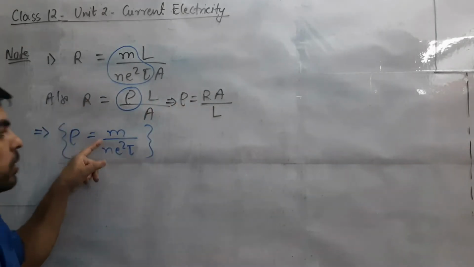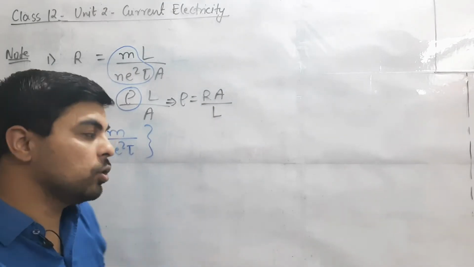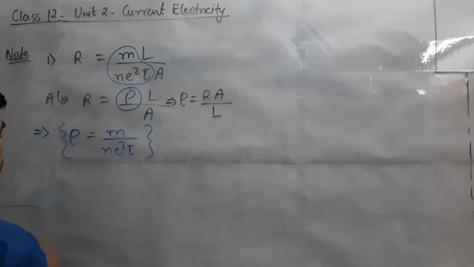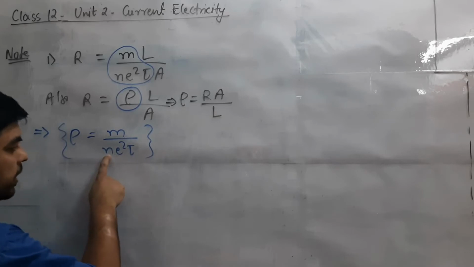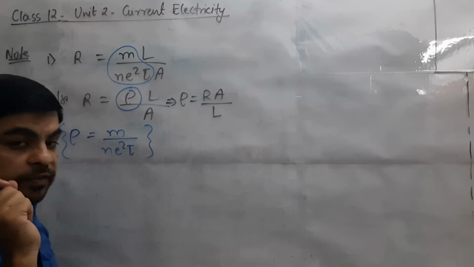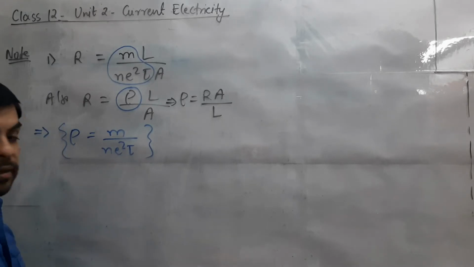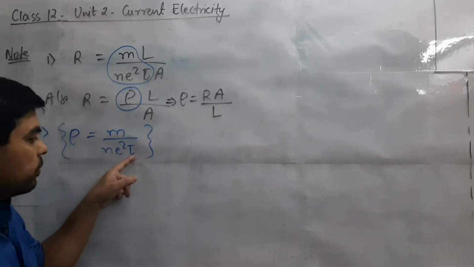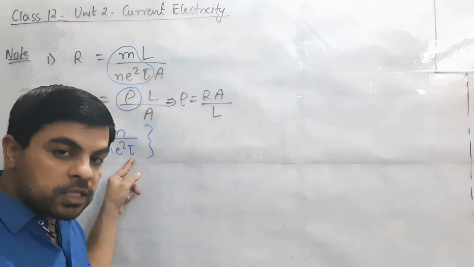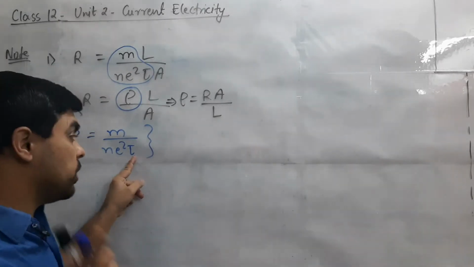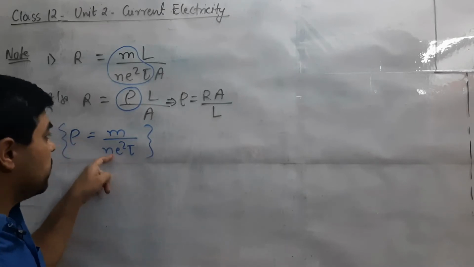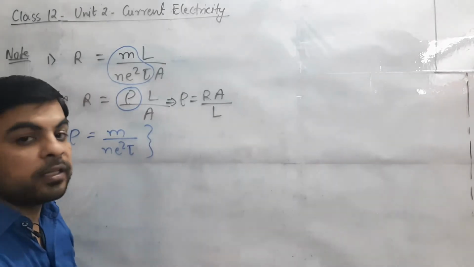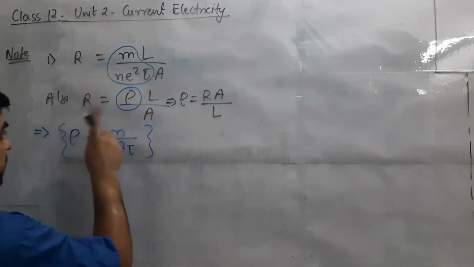So this is the actual formula of resistivity, which helps us to find on what factors it is depending. So m is a constant term, e is a constant term, n is the number density of free electrons. That depends on the specific nature of the material, and hence rho is the factor for specific nature. Along with that, it depends on tau, the relaxation time, which depends on temperature. So temperature may affect the value of resistivity, nature of the material may affect the value of resistivity, but length and area cannot affect the value of resistivity, but they affect the value of resistance.